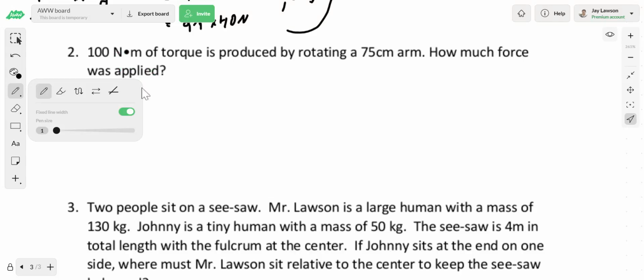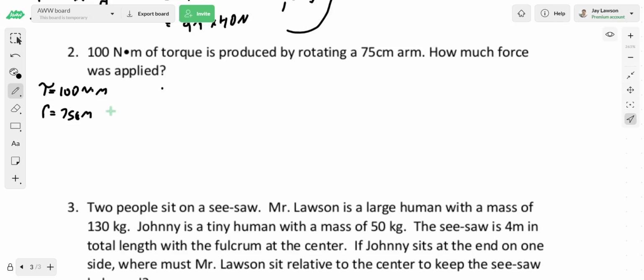So this one, it gives us a torque first. It says a 100 Newton meter torque is produced by rotating a 75 centimeter arm. How much force was applied? Okay, now again, it didn't give us an angle at which it's applied, but we'll do one of those later. So let's write down what we know. The torque is 100 Newton meters. R is 75 centimeters.